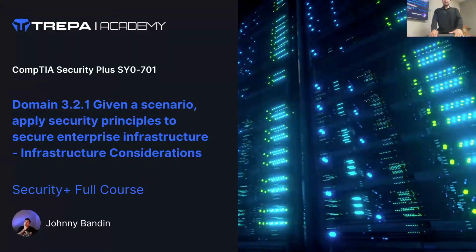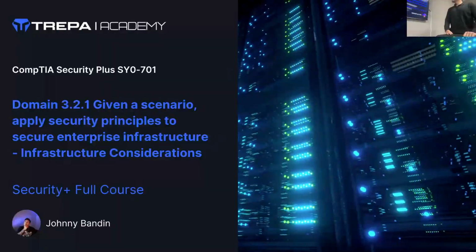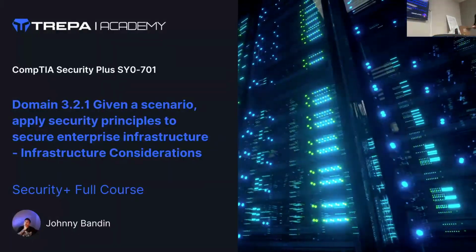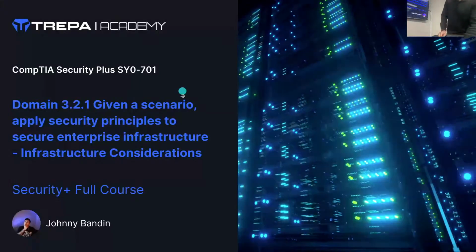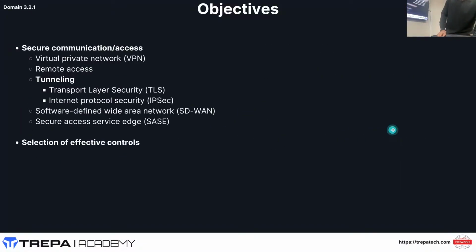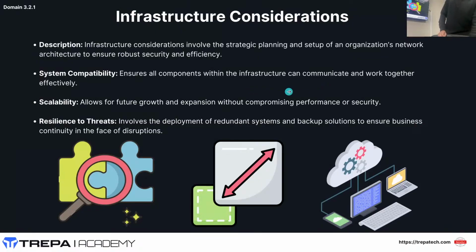Let's finish up domain 3.2 and then we'll go to lunch. So domain 3.2: given a scenario, apply security principles to secure enterprise infrastructure. So more infrastructure considerations. This is going to go over a lot, like where do we place things so that we get that high availability and we get that scalability and we get that resilience.